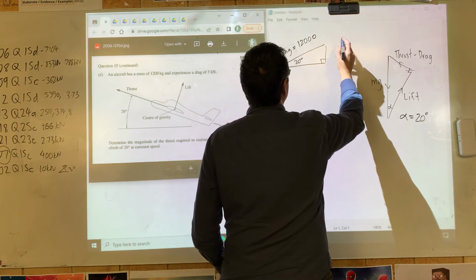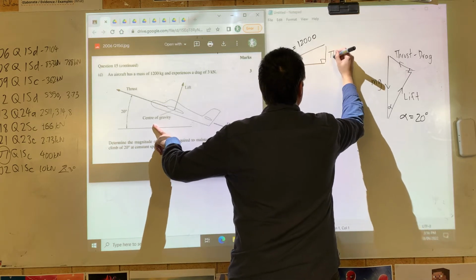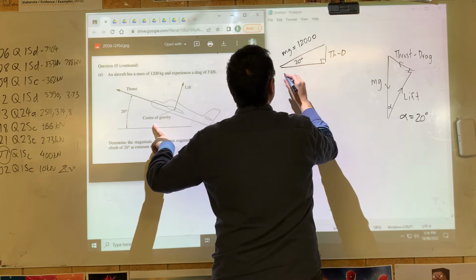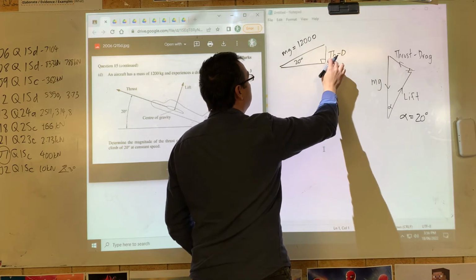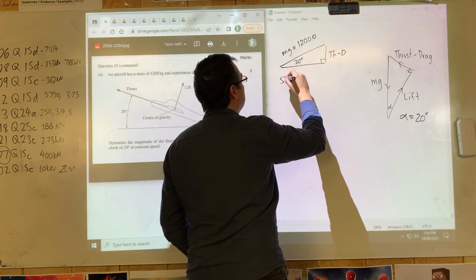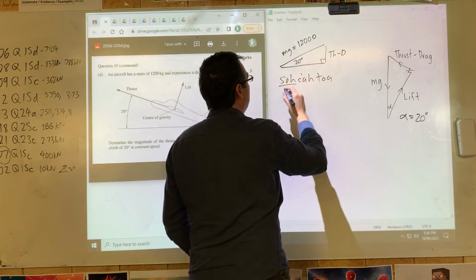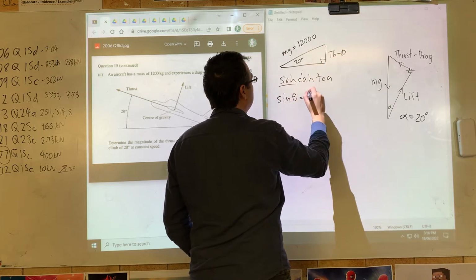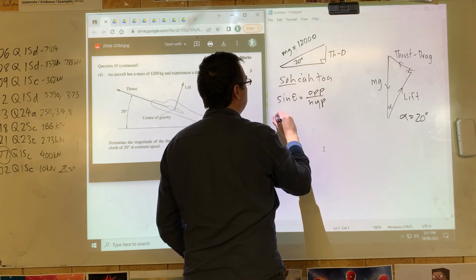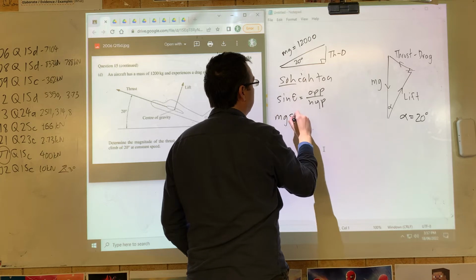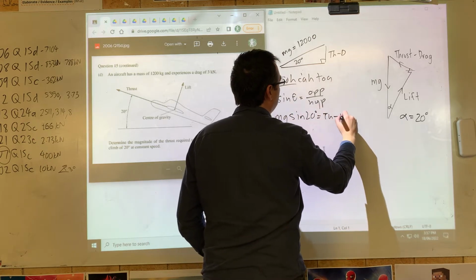So what we're trying to do is we're going to find this side first. We're going to find the thrust. Thrust minus drag. In this case, I'm only going to do the trigonometry once. So what we're looking at here is we've got the hypotenuse. This is the opposite. So we can say SOHCAHTOA. We're trying to find the opposite, so sine theta equals the opposite over the hypotenuse. In this case, the hypotenuse equals mg, so we're going to move that up here. We're going to bring up to sine 20 equals thrust minus drag.